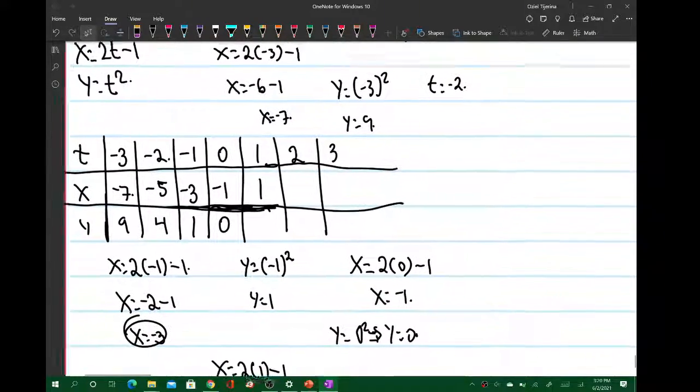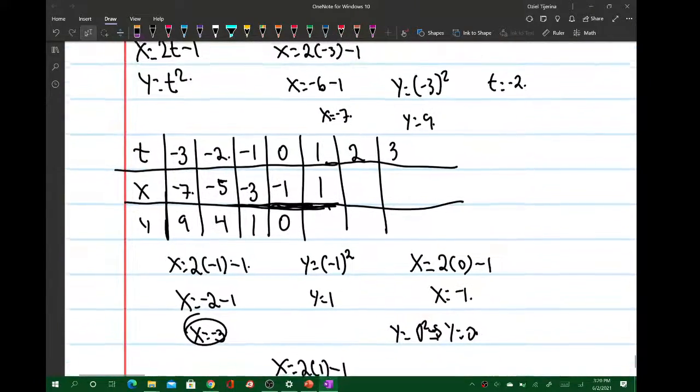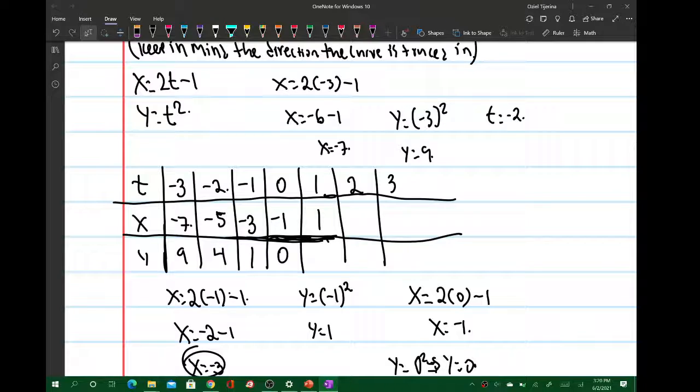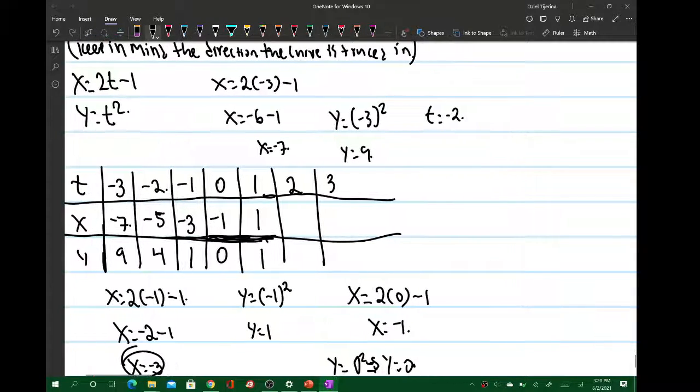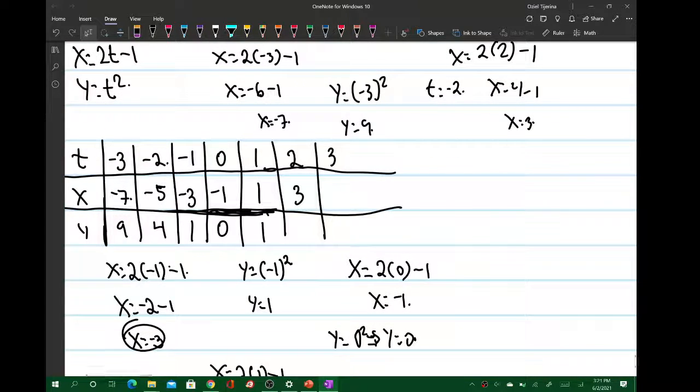And then for y, you're going to do the same thing. So y equals the quantity 1 squared, so it's going to be 1. And then for t equals 2, x equals 2 times 2 minus 1, x equals 4 minus 1, so x equals 3. So when t equals 2, x equals 3. And then y is just going to be 2 squared, which is y equals 4. Okay, so we're going to put 4 here.